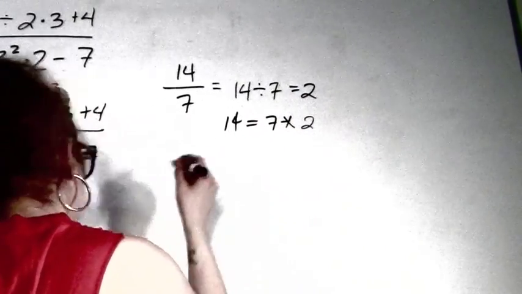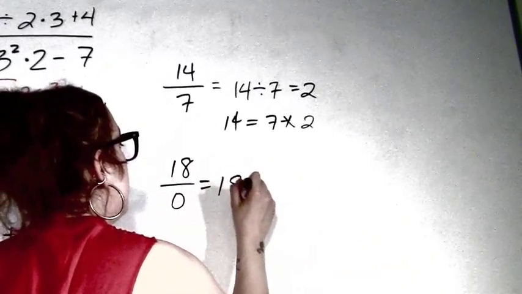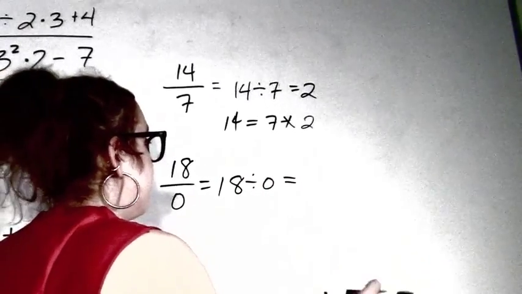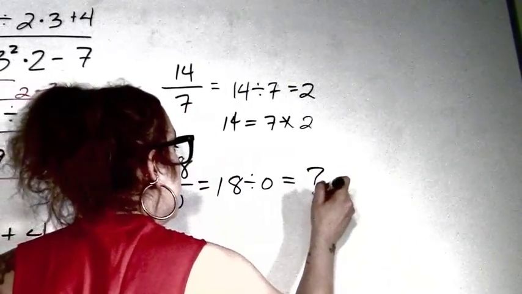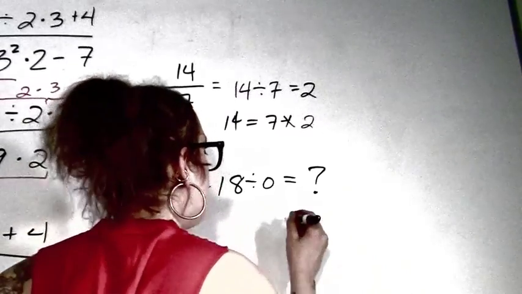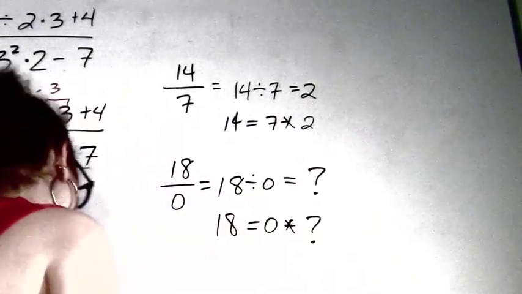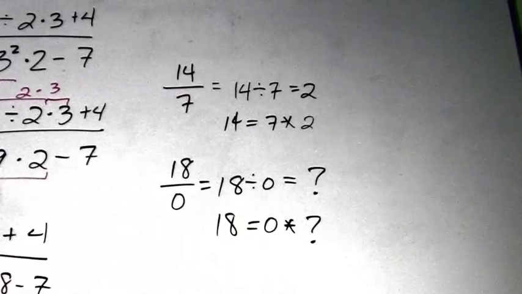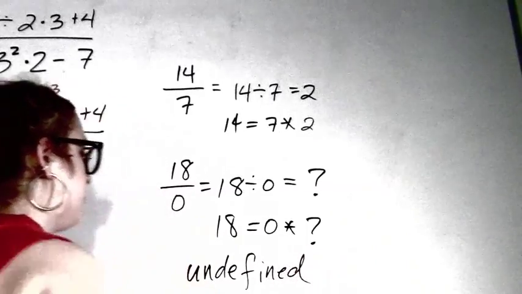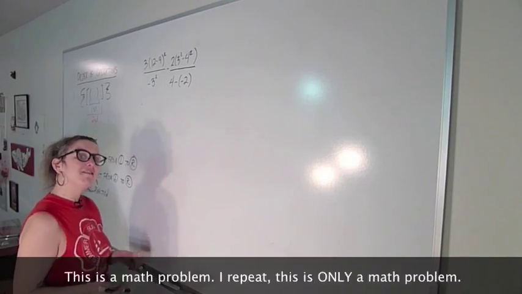All right, so let's take the answer to this problem. 18 over 0. Which really means 18 divided by 0 equals, I don't know what. The reason I don't know what is because I can't figure out for the life of me what I can multiply 0 by to equal 18. So that is the reason the 18 divided by 0 is undefined. Work the math inside the parentheses.